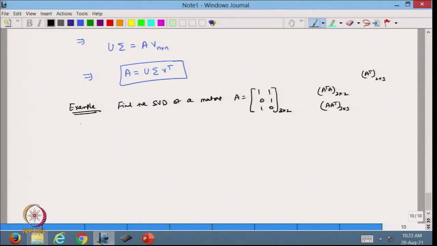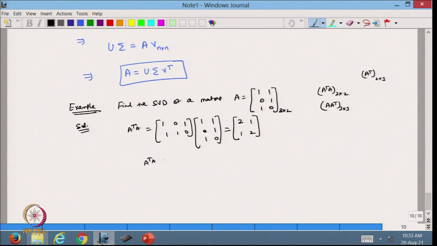Now, we will go with the first step. So, let us take the solution. First I will find A transpose A, and this is 1 0 1 1 1 0 times 1 0 1 1 1 0. From here I am getting the value 2 1 1 2. If I find the eigenvalues of this one, A transpose A minus lambda I, that gives me lambda minus 3 into lambda minus 1 equal to 0. So, this gives me eigenvalues 3 and 1. These are the eigenvalues I am getting.